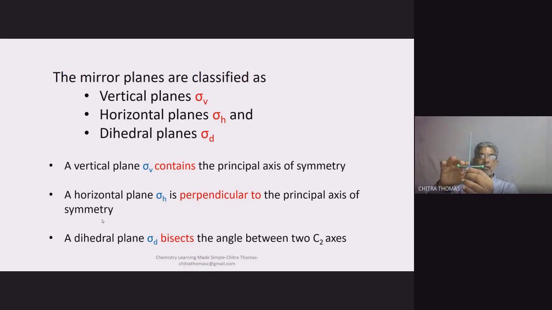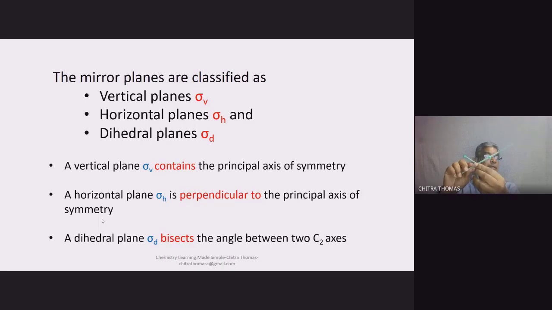So this is the horizontal plane. Then a vertical plane contains the principal axis. See, this is one plane, the C2 axis. This is second, this. They are present in the molecular plane. Our vertical plane contains C2. So you can say the axis is in the plane, or I can say that the vertical plane contains the principal axis.